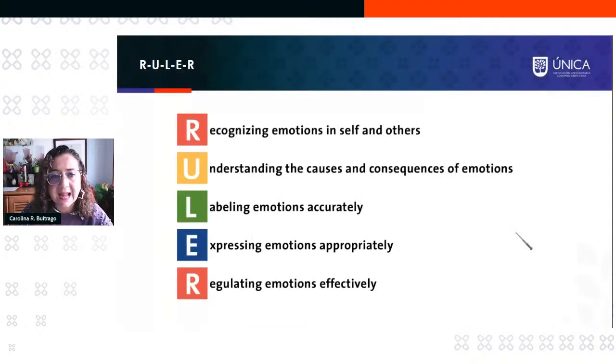And RULER stands for recognizing emotions in self and others, understanding the causes and consequences of emotions, labeling emotions accurately. So that's why he has the mood meter with 100 emotions there, expressing emotions appropriately, and regulating emotions effectively. We can do so much with this. Oh my goodness, it's so much.